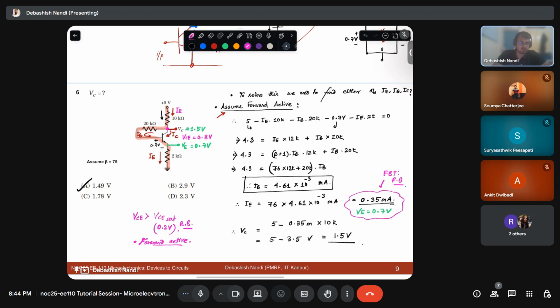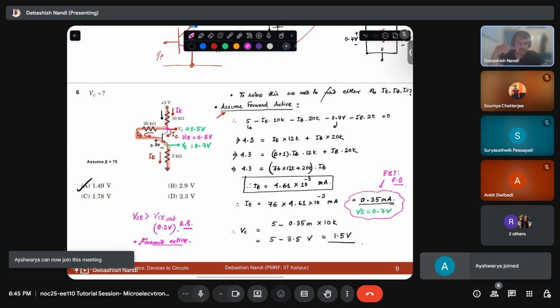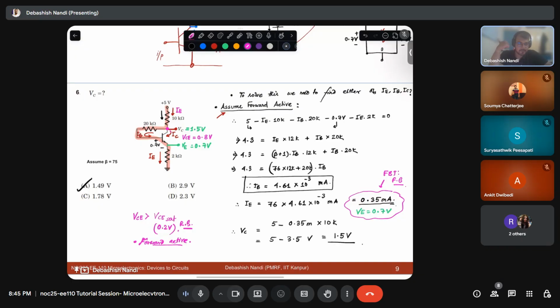Is that clear? So a couple of concepts. One is that the current flowing through RC, the collector resistance, should not always be your IC. Be aware of that. It can be different in a feedback circuit, such as in this case. Also you need to find the correct loop in the circuit to calculate whatever is required. And you always need to re-verify whether the assumption you took in the initial mode of operation is okay or not. Fine?